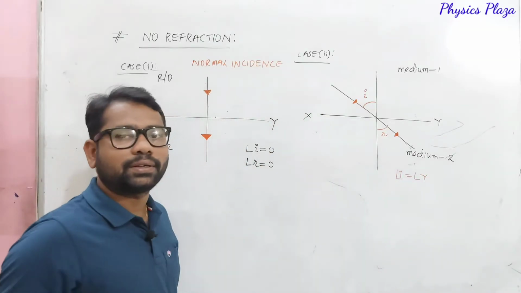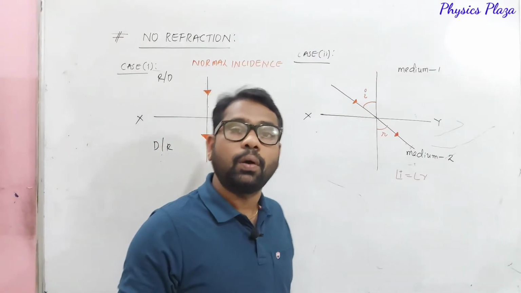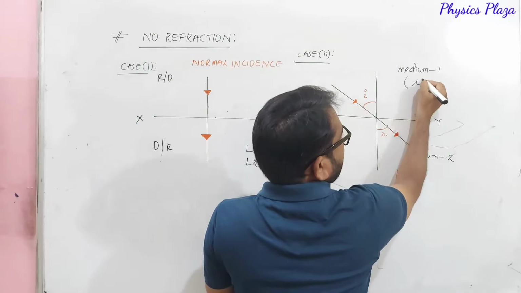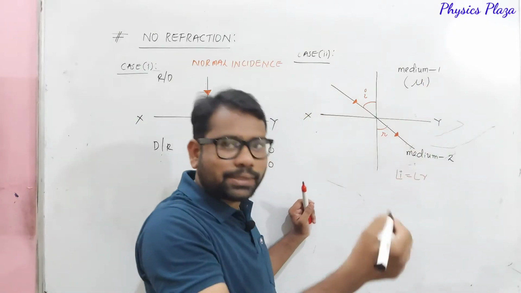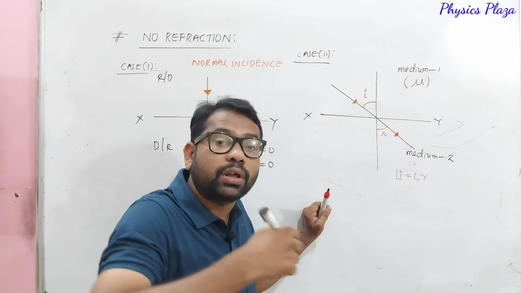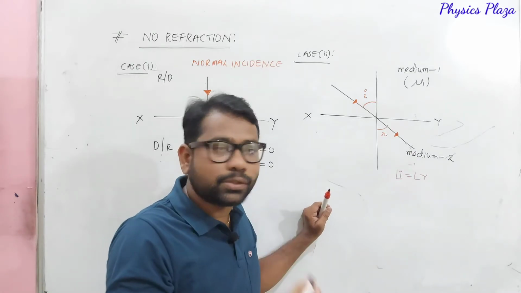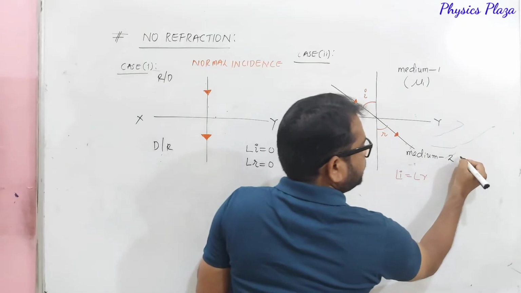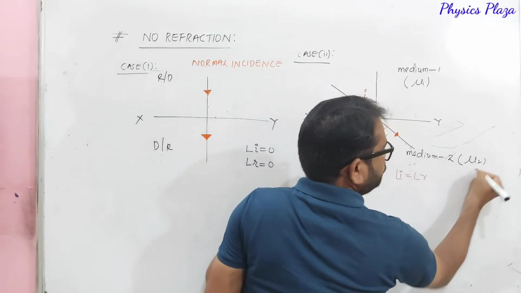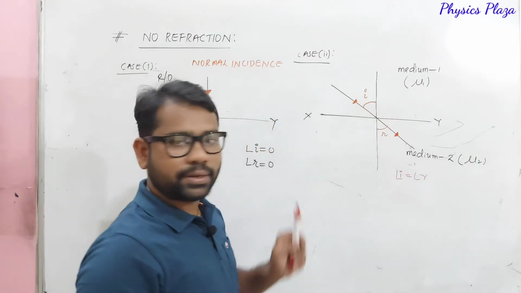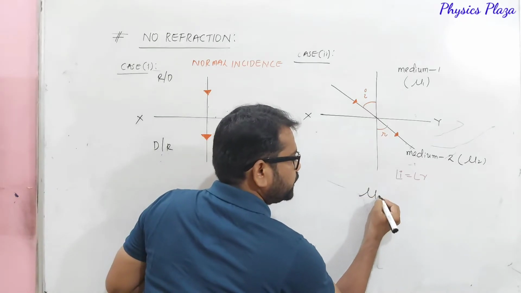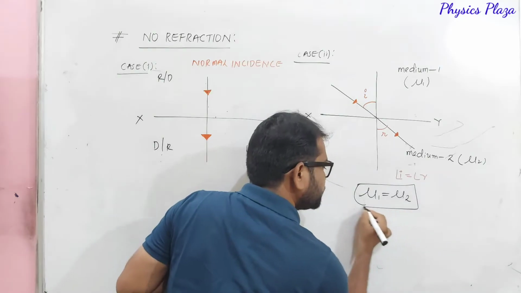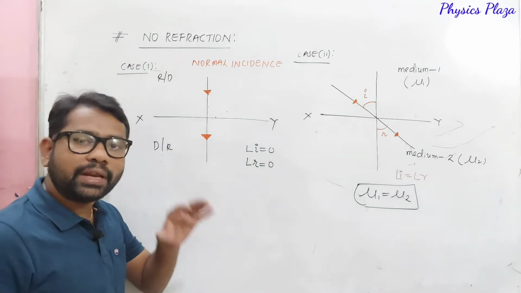What is happening here, children? It is possible only when, let us say, the refractive index of the first medium is mu1. Next, anyhow, we are going to discuss refractive index in detail. So the refractive index of medium 1 is mu1 and the refractive index of the second medium is mu2. This happens only when the refractive index of the two mediums is the same. Children, very important.